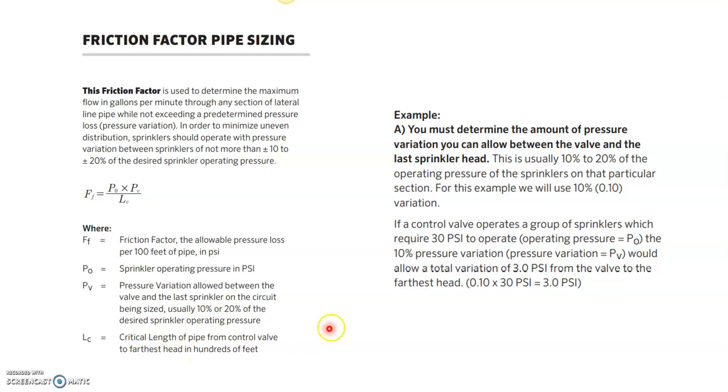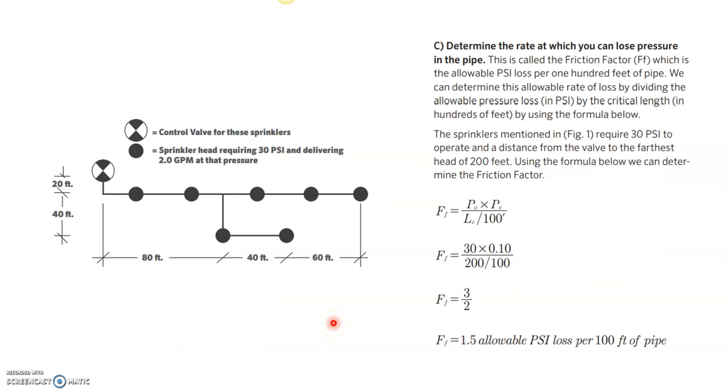So length is, we know, from the control valve to the farthest head in hundreds of feet. I have shown you the picture earlier, and I'm just giving you the distances to show how to calculate this. From the valve to the farthest head is 20 plus 80 plus 40 plus 60, which is equal to 200. So 200 is the length from the valve to the farthest head. So PO is 30 psi, PV is 0.1.